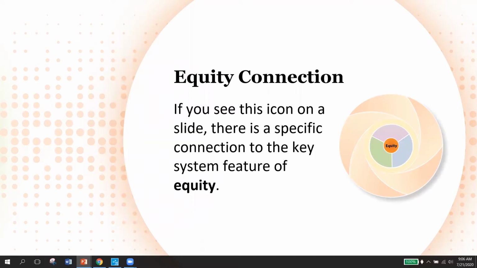Equity is at the heart of the Wisconsin framework. You will see equity embedded throughout this session and other sessions. Watch for this symbol.